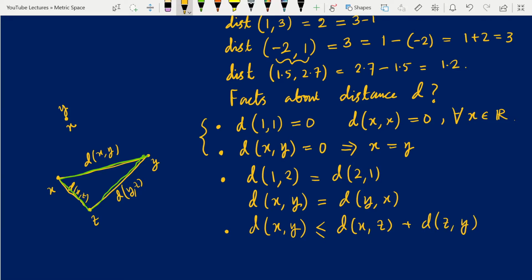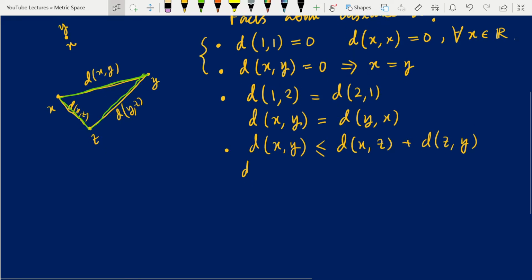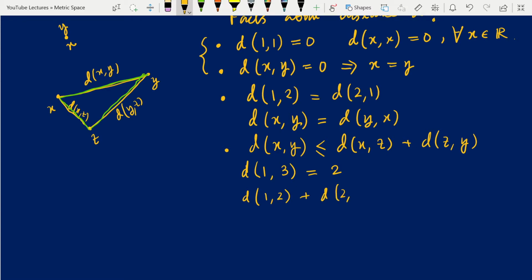Like for example, look at the distance between 1 and 3. The distance is 2. I'm talking about real numbers. Now if I take a point 2 in between, what is the distance between 1 and 2, and the distance between 2 and 3? This is 1, and this is 1. Okay, in this case it is coming out equal. It may be equal. I have written equality here also. Why is this happening? Because if I take the point y here and z here, then definitely this distance and going to z first and then going to y will be the same.